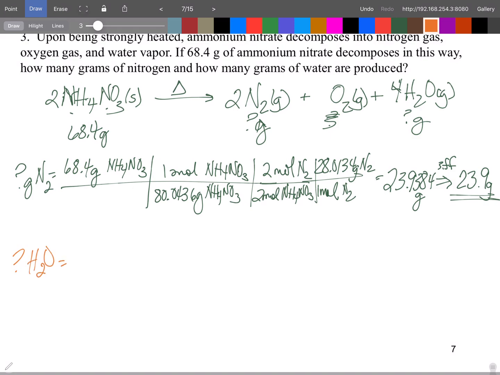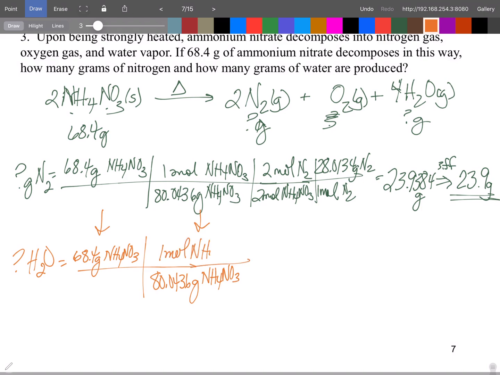So if you'll notice, this first step and the second step are going to be the same. So it's 68.4 grams of ammonium nitrate, 80.0436 grams of ammonium nitrate per 1 mole of ammonium nitrate. So those are actually the same. Now here's where it starts to differ.